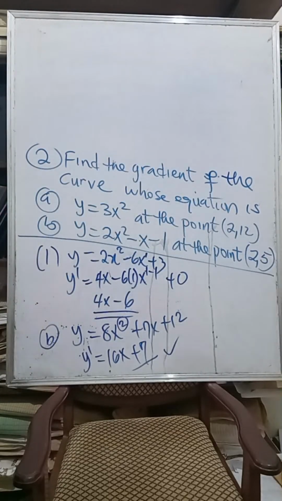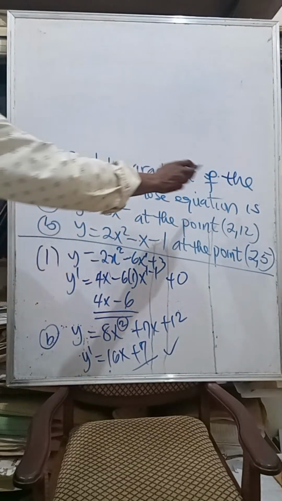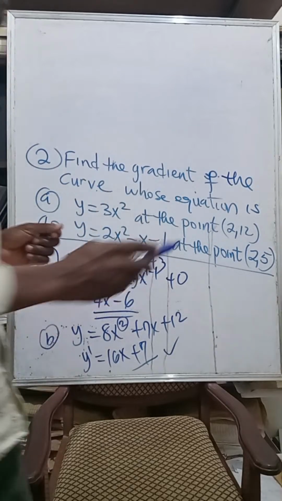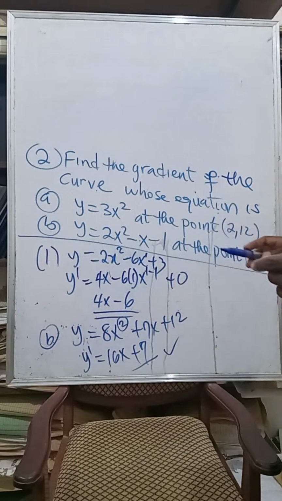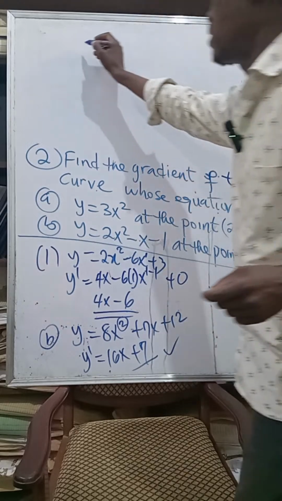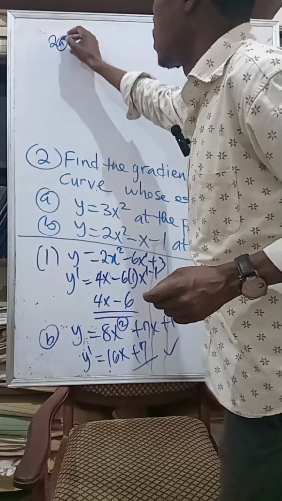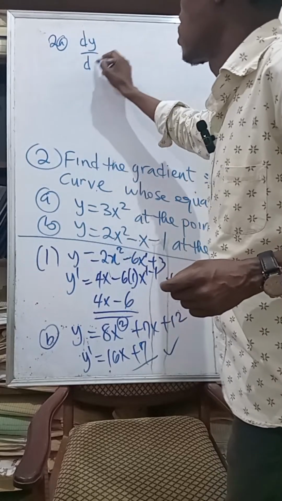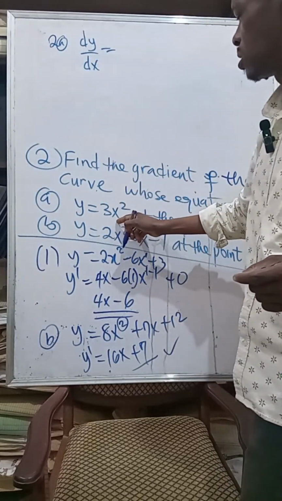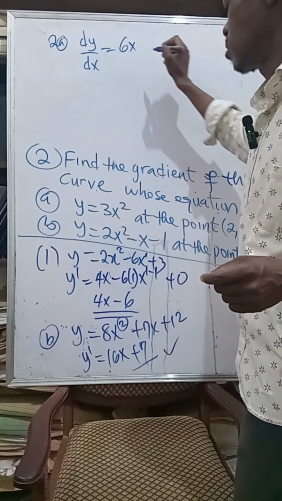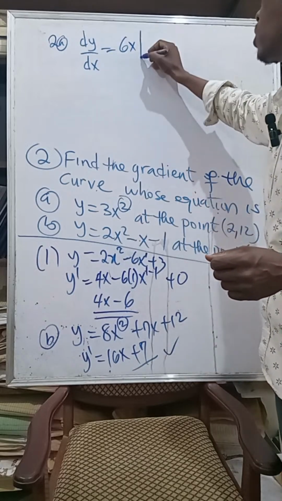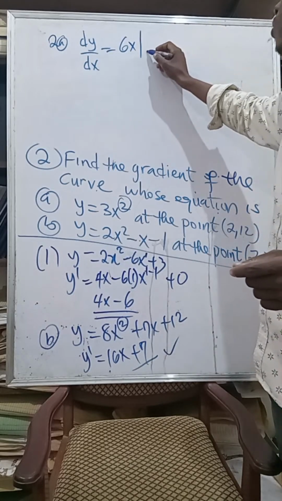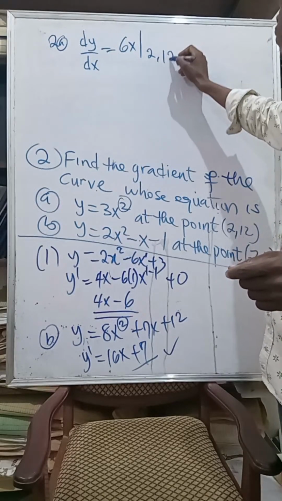Question 2, we have to find the gradient of the curve whose equation is y equals 3x squared at the point given. As I've said earlier on, the gradient is the same as dy/dx. So differentiate this one, that will be 6x. The power goes to the front, and then the power minus 1. At point what? At point 2 comma 12.